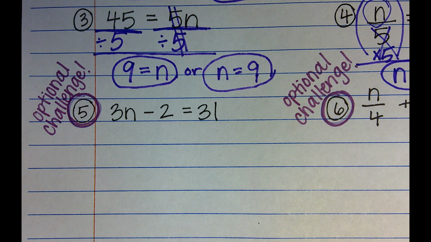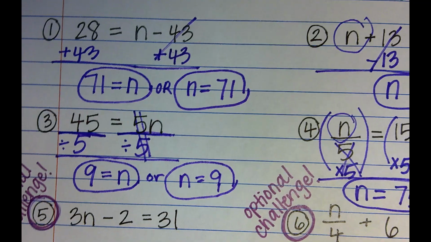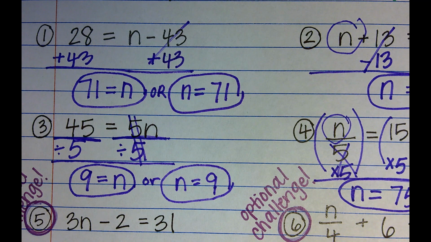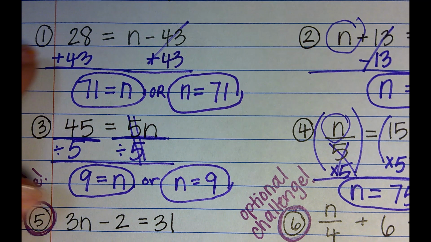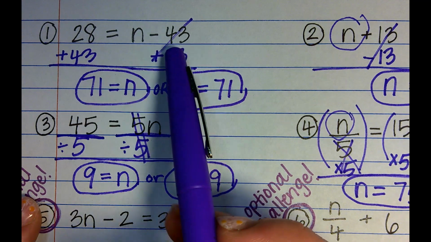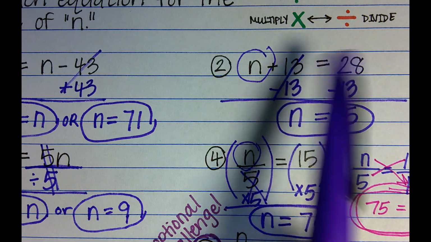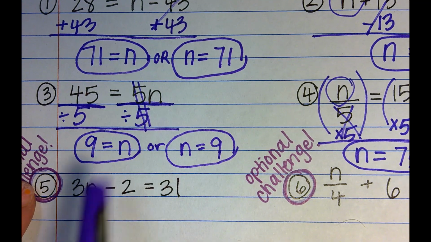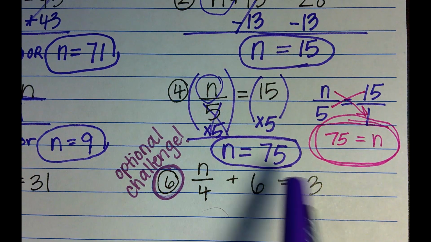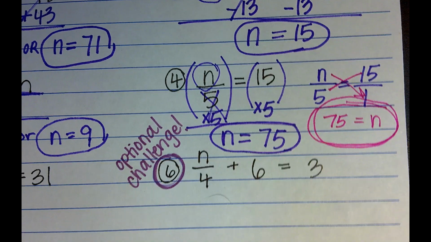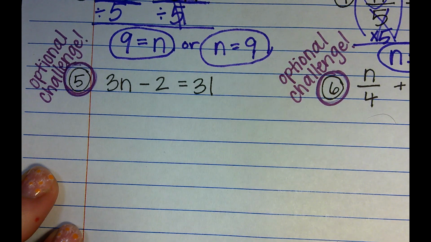these are challenging because what we've been looking at for the last few days are what we call one-step equations. You always only have one step. You add 43, there's your answer. You subtract 13, there's your answer. You divide by 5, there's your answer. You times 5, there's your answer. It's always one step. Now we have 2 steps.